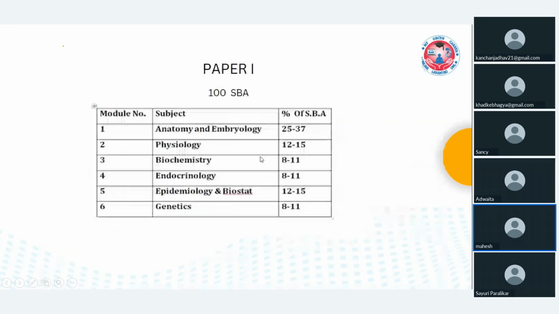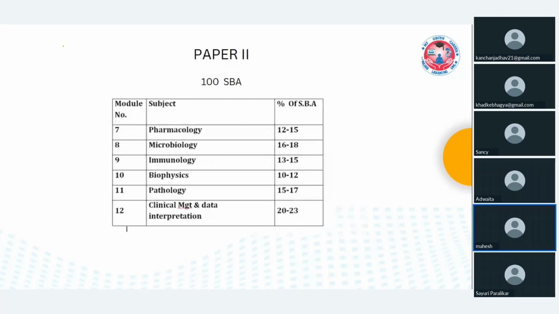Now we have seen paper 1 and paper 2 and the distribution. Paper 1 will have 100 SBAs, and the modules covered in paper 1 are anatomy and embryology, physiology, biochemistry, endocrinology, epidemiology and biostatistics, and genetics. Anatomy and embryology contribute almost 35 to 37 percent of SBAs, which is one third of your paper 1. Physiology, epidemiology, and biostatistics carry around 12 to 15%. The rest of the modules carry approximately 8 to 11%.